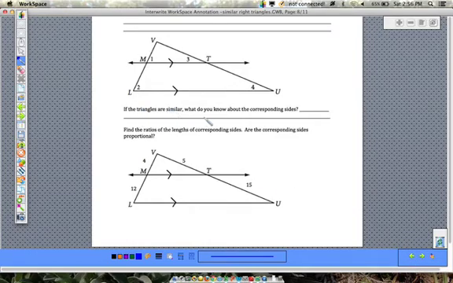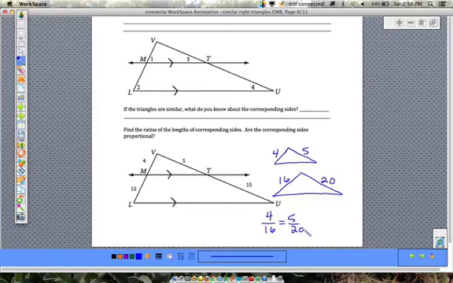Then we checked, here's my similar triangle, 4 over 5, and then we don't know this value, and then the big triangle was 16, right? 4 plus 12, and 5 plus 15 is 20. So we saw, oh yeah, 4 over 16 is the same as 5 over 20. Therefore, those are both a fourth. So yes, the corresponding sides are proportional.